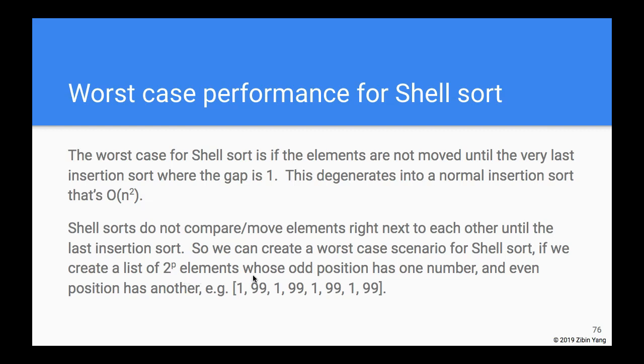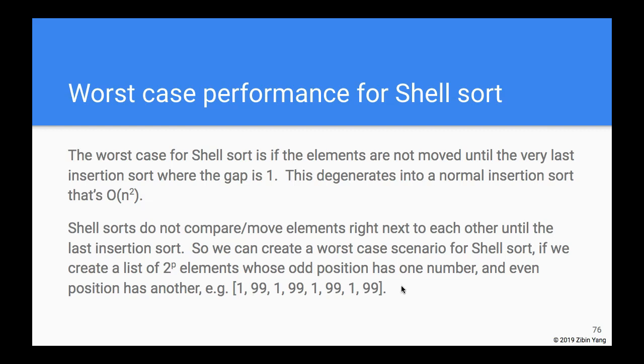So if we have that kind of list, and then we just put for all the even positions 1 number, and for all the odd positions a different number, such as this list, 1, 99, 1, 99, 1, 99, 1, 99. Okay, so in this case, 1 and 99, they are not moved at all until the very last insertion sort. And if you don't believe me, try to run through the shell sort algorithm on this list and see when you actually end up moving anything.